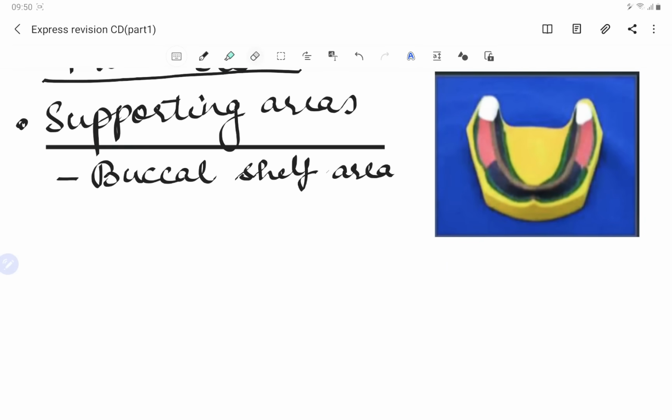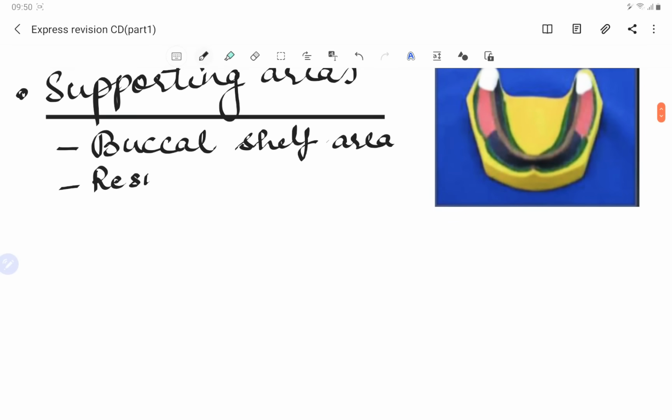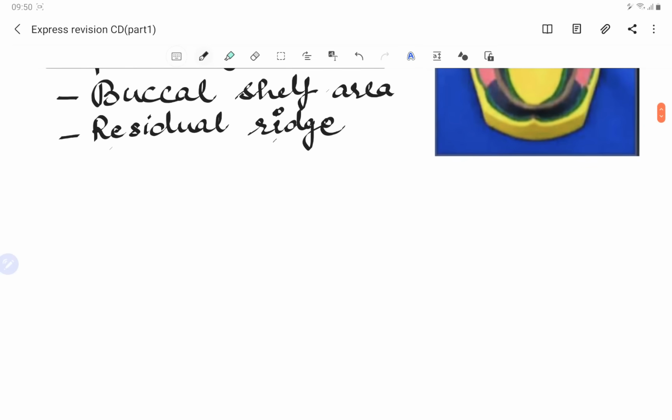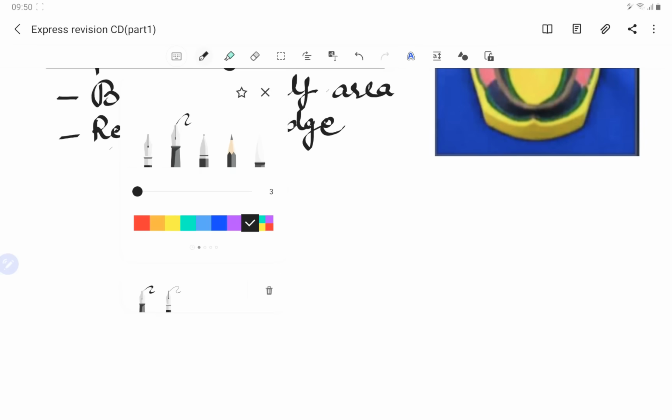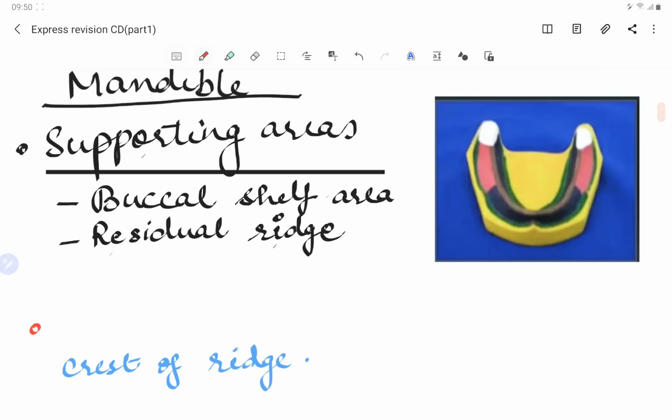Then we have got the residual ridge. This is not the crest of the ridge. The crest of the ridge is again a relief area. Residual ridge, you have to read it carefully. If the question is residual ridge, then it is a supporting area. But when the option is the crest of the ridge, the crest of the residual ridge, then it is going to be a relief area.